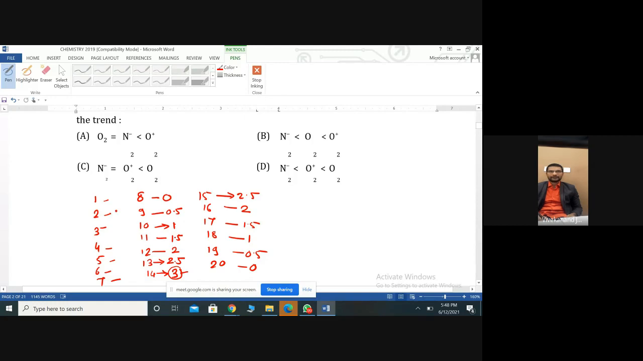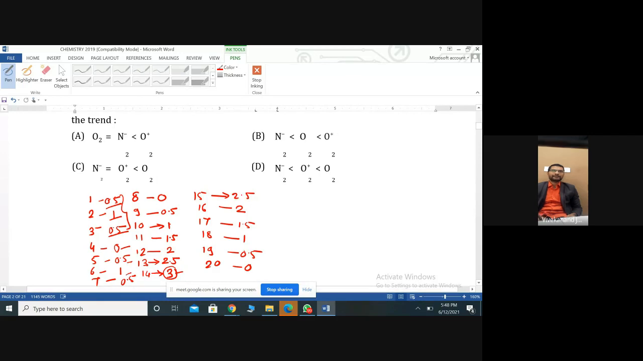For 1 you have to write 0.5. For 2 it will be 1. For 3 again we are having 0.5. Now for 4 we are having 0. For 5 we are having 0.5. For 6 we are having 1 and 7 again we are having 0.5. So check the trend. Initially we started with 0.5, 1, 0.5, then 0. Again 0.5, 1, 0.5, 0, up to 8.